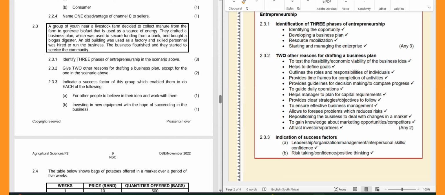Others, we can say what? Okay, we can choose from here. Allows to foresee problems which reduces risk. Allows to foresee problems that may occur in the future which reduces risk. Okay.